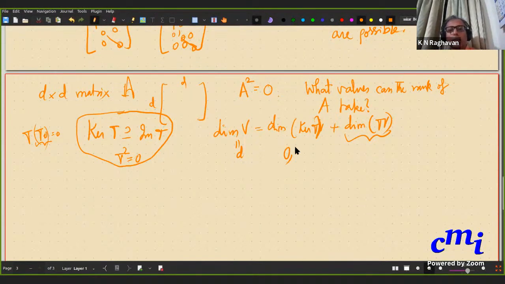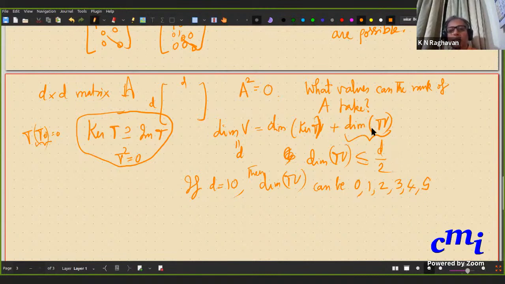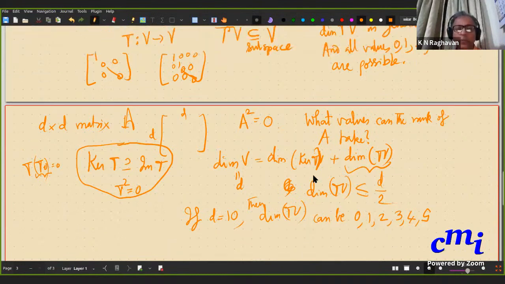Since we are running out of time, I'm telling you the answer: it says that the dimension of TV must be less than or equal to D by 2. So for example, if D is 10, then the dimension of TV can only be 0, 1, 2, 3, 4, 5. It can't be larger than that. If it was bigger than 5, say 6, then this would have to be bigger than 6, but then the total has to add up to 10. That's not possible. So this puts a constraint on the dimension of the range.